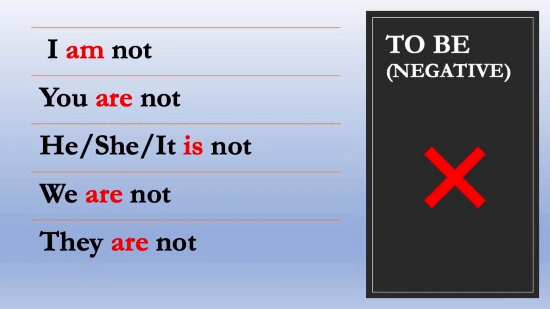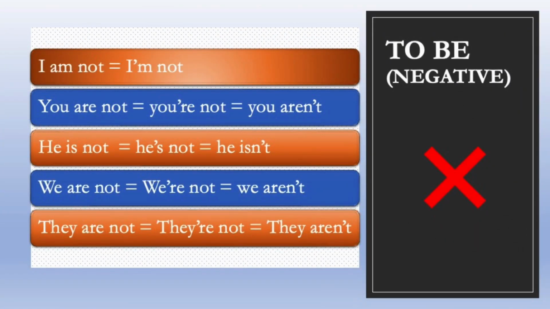Negative. I am not, you are not. He, she, it is not. We are not. They are not. Contractions, to make them shorter. I am not, I'm not. You are not, you're not, you aren't. He is not, he's not, he isn't. We are not, we're not, we aren't. They are not, they're not, they aren't.